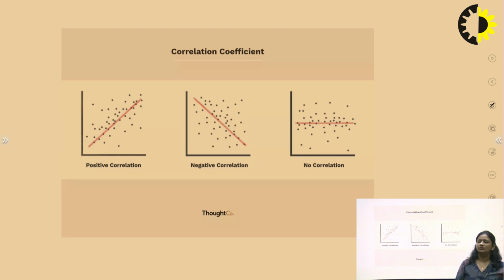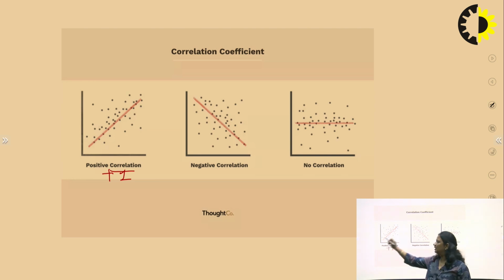Okay, so these are the correlation coefficients. Positive correlation means when one value increases, the other value also increases. So it can be a positive value, a +1. Positive correlation: when one value increases, the other value also increases. So this is a positive correlation.